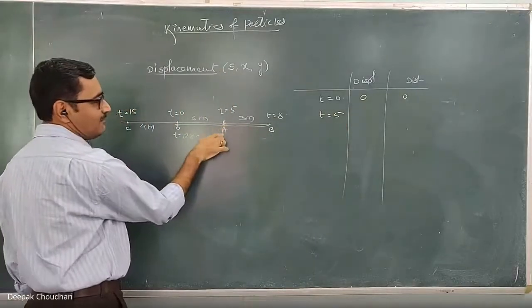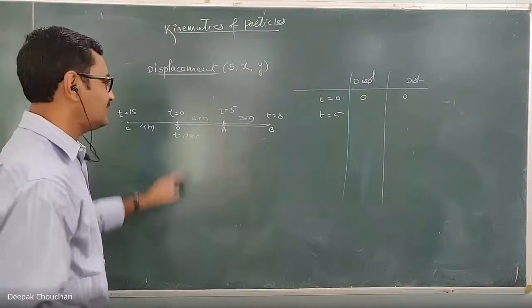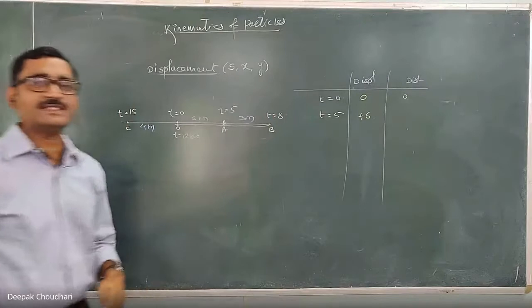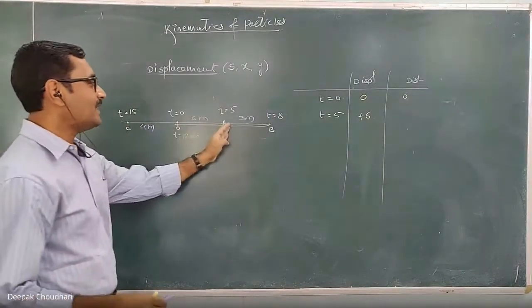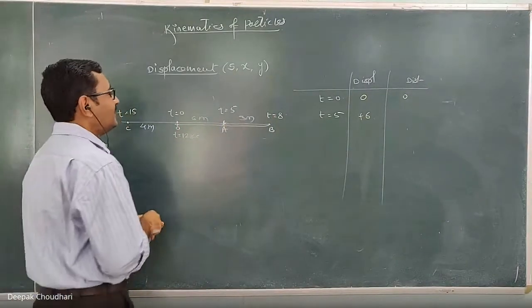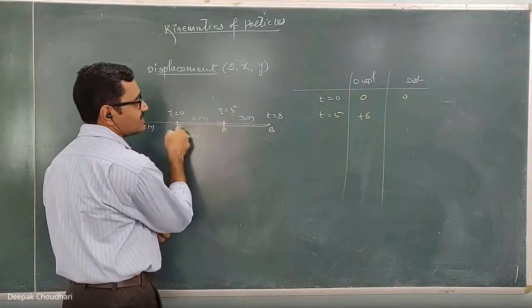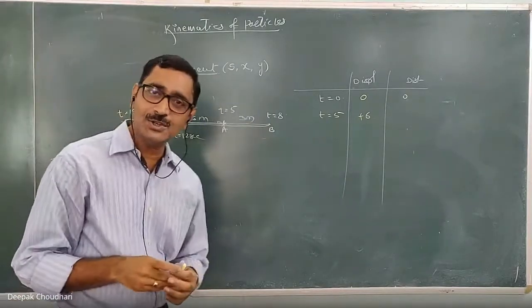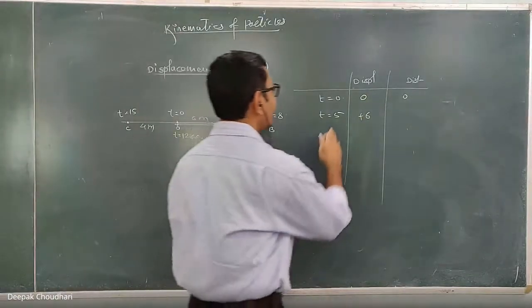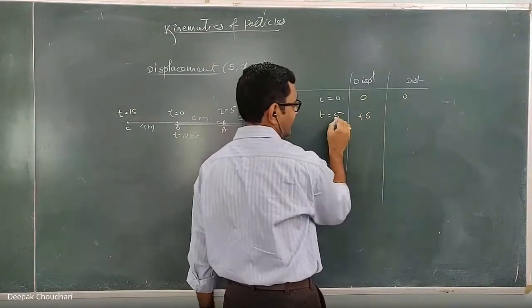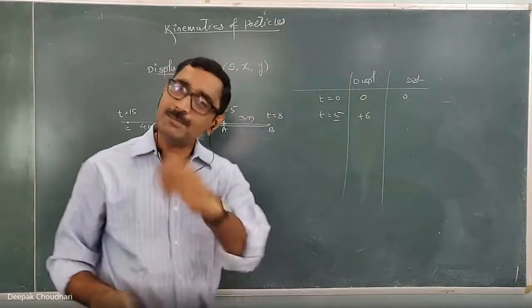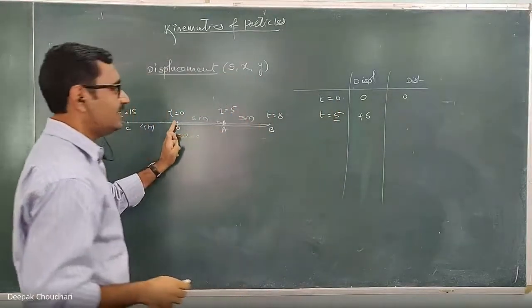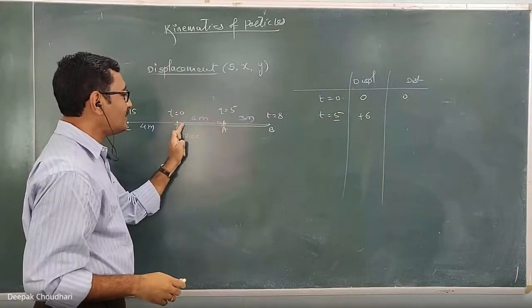Then at t equal to 5, when the particle is at A, how much is the displacement? 6 meter. It is plus 6. Why plus 6? Because the particle is at the right side of the origin. If I show the displacement vector, it is directed towards right. That's why we use plus 6. Understood? Then how much is the distance traveled in 5 seconds? Now when I say in 5 seconds, by default it is from 0 to 5. How much is the length of the path traveled by the particle?